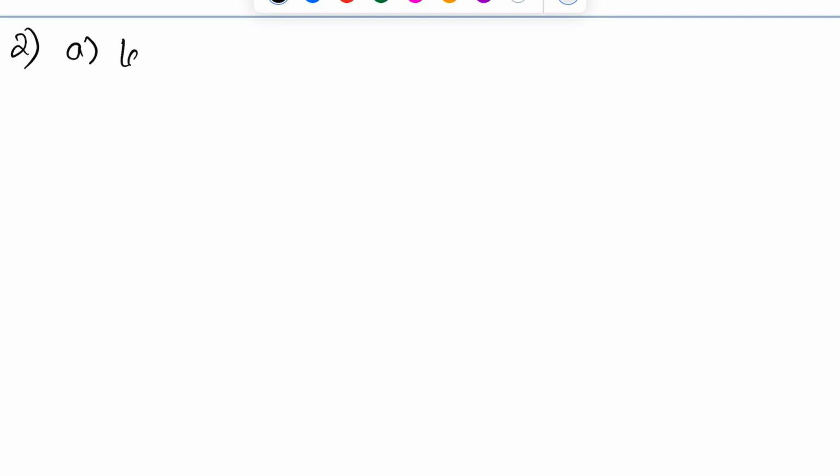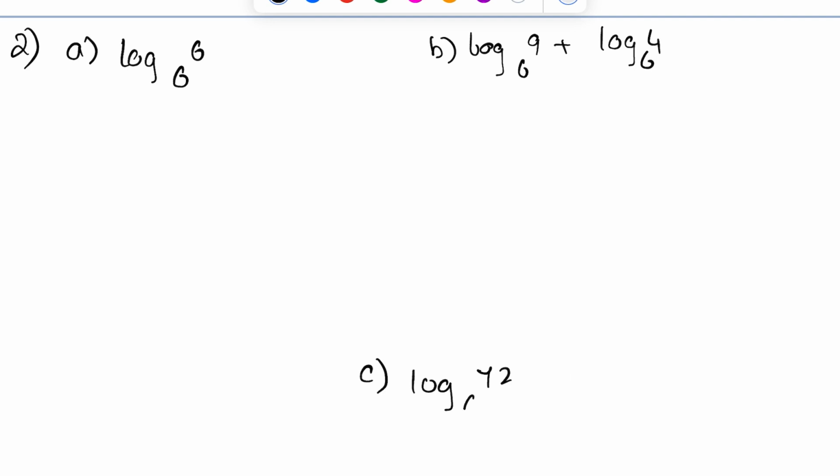Question number 2. What is being asked in question number 2? Find the values of: part A is log 6 to the base 6. Part B is log 9 to the base 6 plus log 4 to the base 6. Whereas part C is going to be log 72 to the base 6 minus log 2 to the base 6. So how should I do? Log 6 to the base 6 is 1.